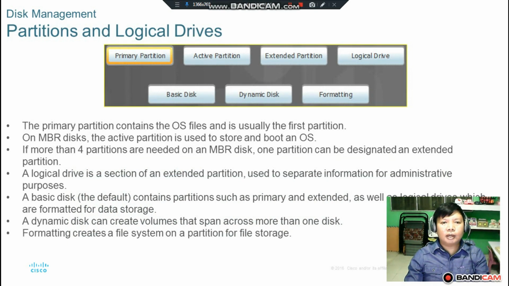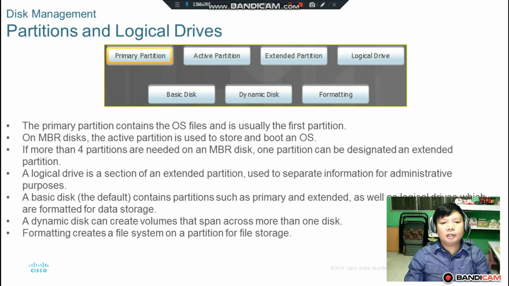Partitions and logical drives. The primary partition contains the OS files and is usually the first partition. On an MBR disk, the active partition is used to store and boot an OS. If more than 4 partitions are needed on an MBR disk, one partition can be designated as an extended partition. A logical drive is a section of an extended partition used to separate information for administrative purposes.